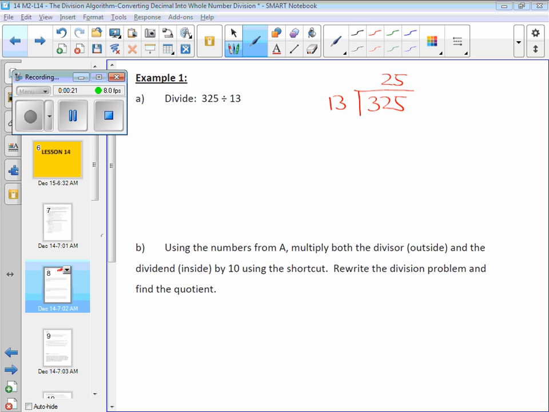It says using the numbers from A, these numbers, you multiply both by 10. So if you multiply 325 times 10, what do you get? Say it out loud. 3,250. And then what if you do the same thing with 13? What do you wind up getting?